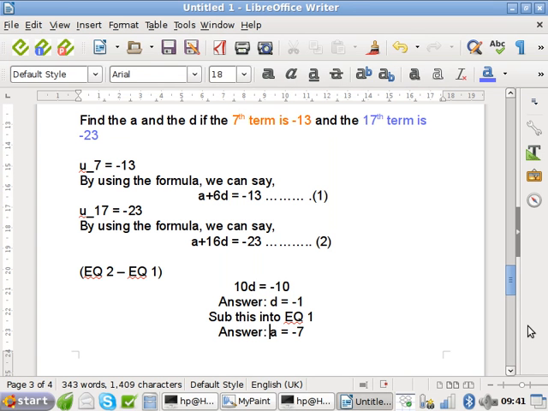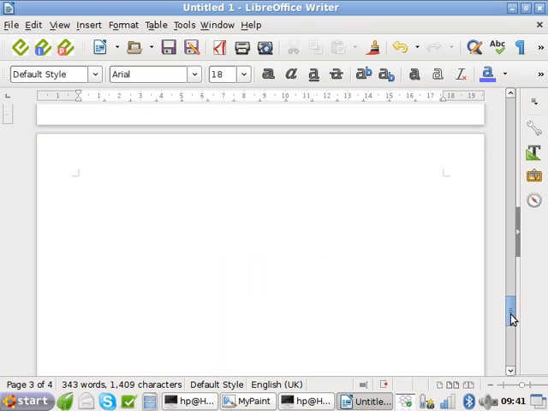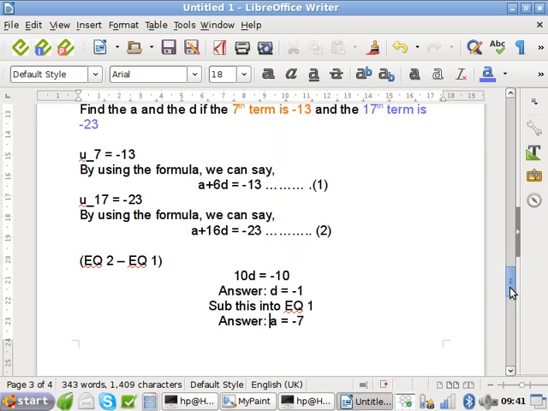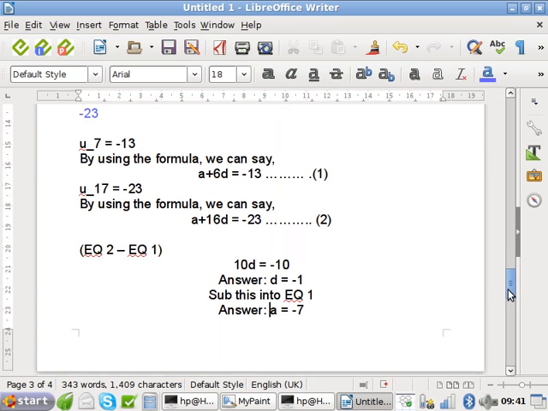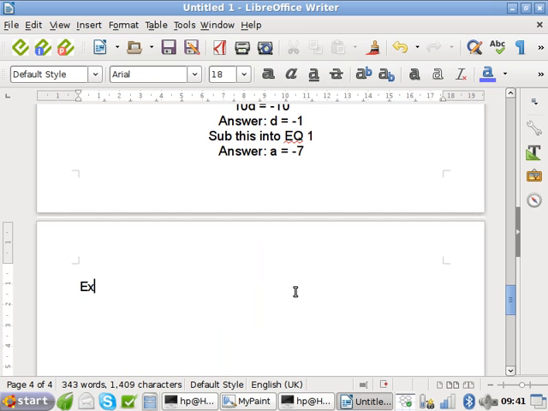Okay. So far we've only used one formula for all these problems, the nth term formula. Now let's have a look at some examples where we need to use the series formula, the Sn formula. So what example is this now? I can write it here. Example 5.